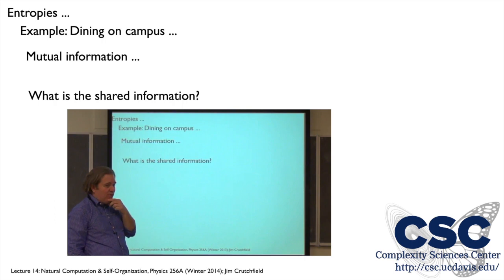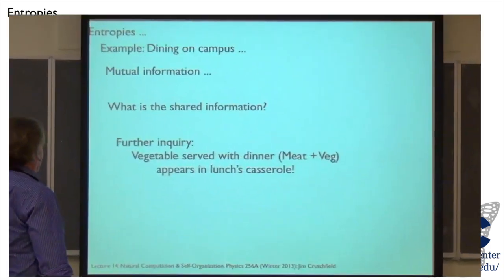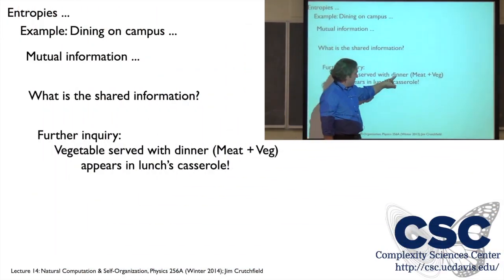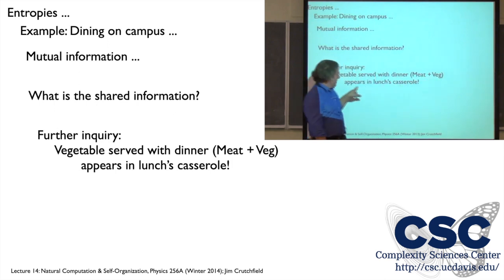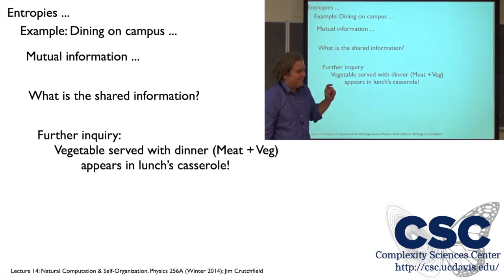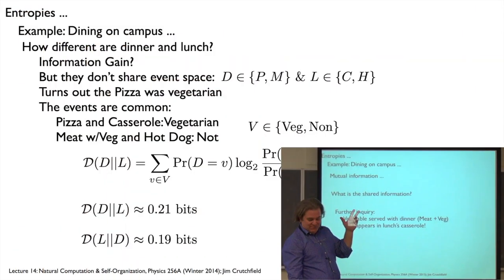But the burning question is, what is the shared information? So as the story goes, you make an inquiry. It turns out that the vegetable that was served at dinner, when you had meat and vegetable, is actually used to make the casserole the next day. At least that's what the chef said.